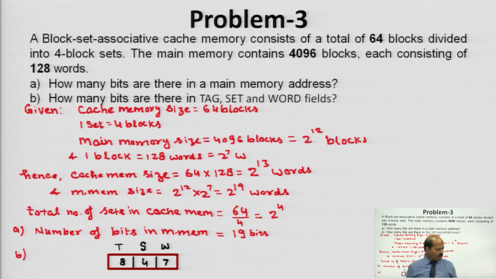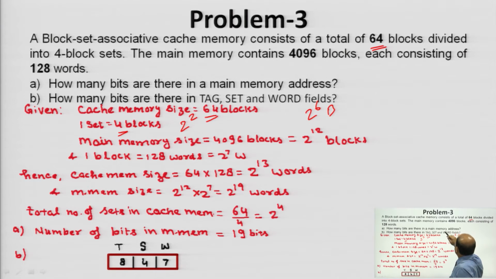Now, come to the next problem. In this case, block set associative mapping we have to consider, and the cache memory consists of a total of 64 blocks. So, here 64 blocks are given. We can write here cache memory size equals 64 blocks, or you can say 2 to the power 6 blocks. Next, it is divided into 4 block sets. 4 block sets means in each set there are 4 blocks. So, this is 2 to the power 2 blocks in each set.